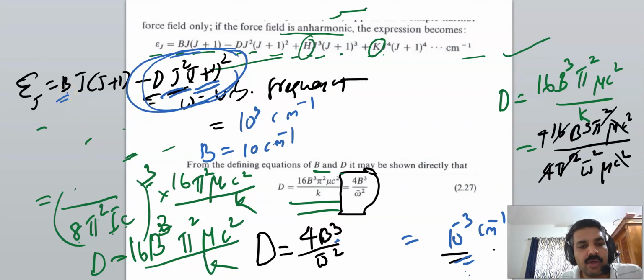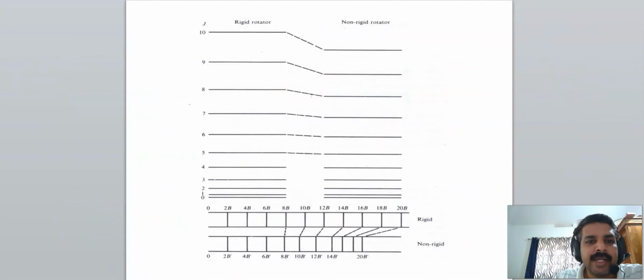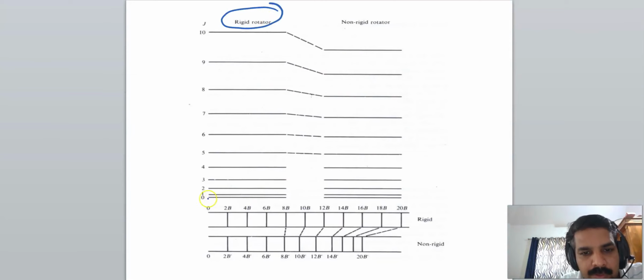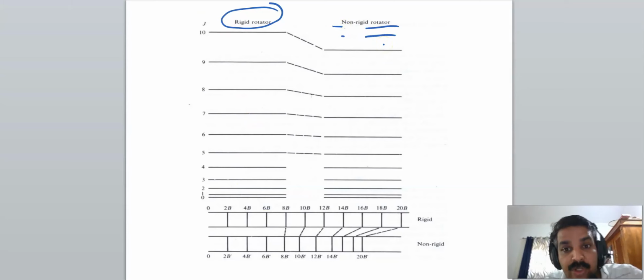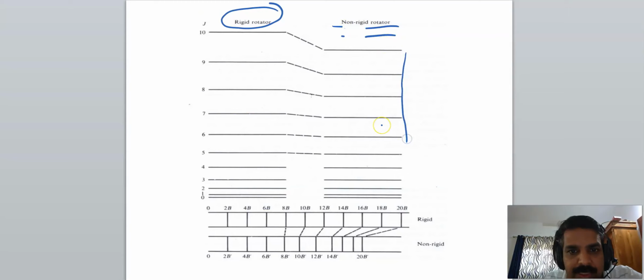Normally, at lower J values, the separation is somewhat the same as in the rigid rotor approximation. With increasing value of J, the lines become closer. You can see this in this diagram. This is a non-rigid rotor. In the non-rigid rotor case, the energy levels decrease. You can see here that the energy levels are decreasing with increasing J value.